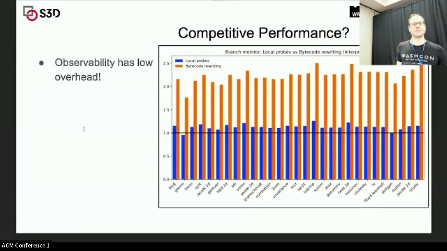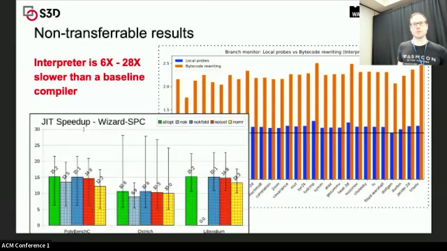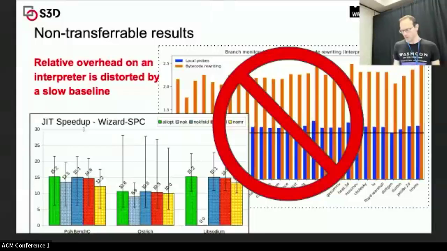And so does it really have competitive performance? Does it really have an overhead that's comparable to what you would want to run? And the answer is, well, this is distorted because we're running an interpreter, which is slow. It's a slow baseline. It could be 5 to 30 times slower than JIT compiled code. So this is data from the JIT compiler, comparing the performance of JIT code versus an interpreter. So we need to do this in a way that actually works well in the JIT scenario as well. So this is not a transferable result in terms of overhead.